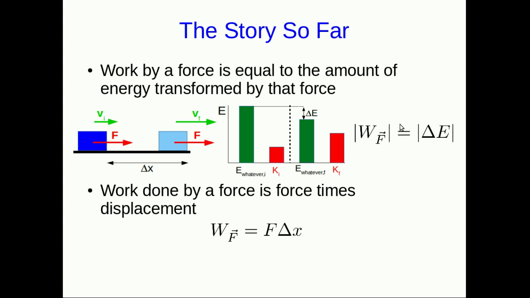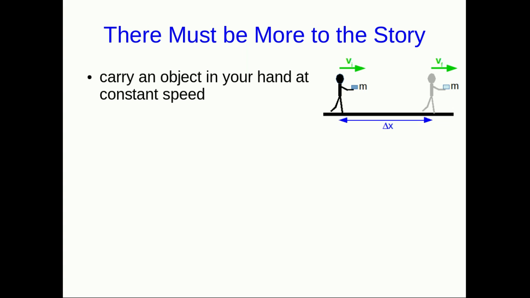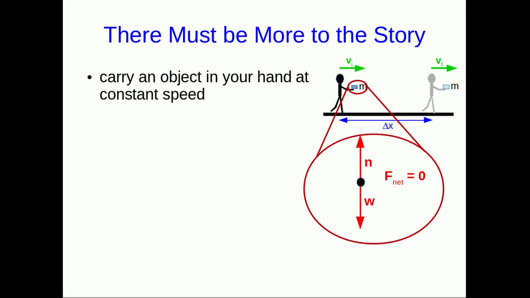And the other way of thinking about it is that the work done by a force is just the force times the displacement. However, if you think about it, this can't be the full picture. And here's a simple example to show why. If you carry an object in your hand at constant speed, maintaining it at a constant height, so it's moving at a constant velocity, and so we know that the net force on it is zero. The only forces acting upon it will be a normal force up due to your hand and a downward force, the weight, due to the earth.